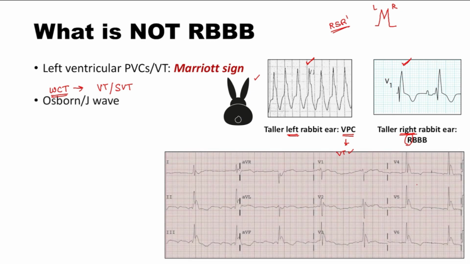The next is an Osborn wave or a J wave. Now, you can see some M patterns all across the board, right? If you remember, an M pattern seen in leads V1 and V2 is suggestive of RBBB. But if you see M patterns everywhere, it's really not an RBBB or, for that matter, LBBB per se, because other criteria are not really met.